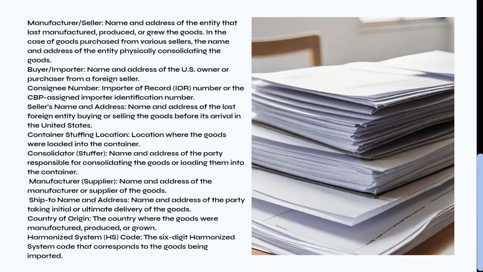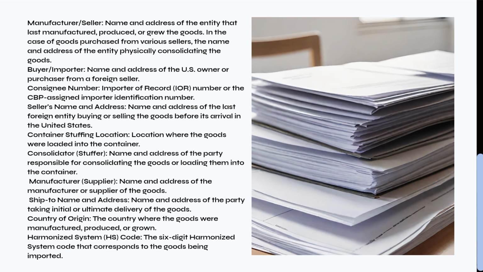Consignee number, importer of record, IOR, number or the CBP assigned importer identification number. Seller's name and address, name and address of the last foreign entity buying or selling the goods before its arrival in the United States. Container stuffing location, location where the goods were loaded into the container. Consolidator, stuffer, name and address of the party responsible for consolidating the goods or loading them into the container.